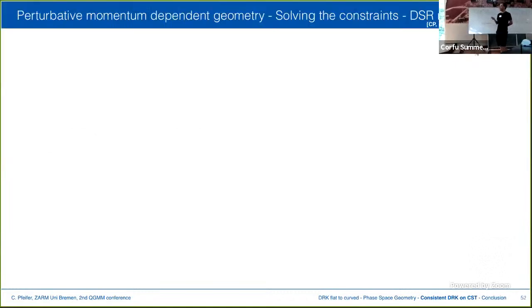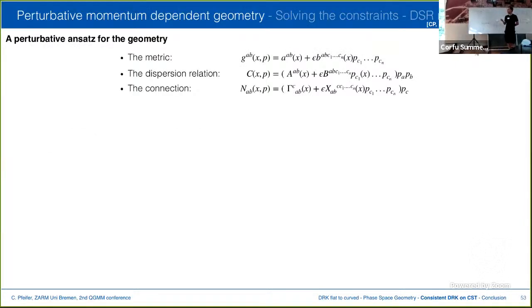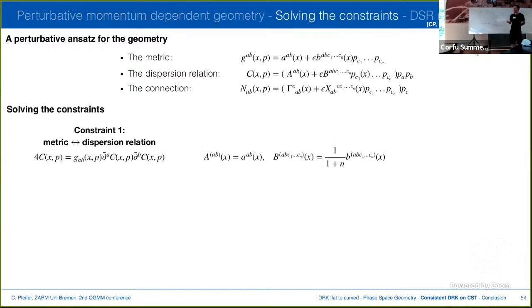So we looked at the position-dependent momentum space metric, which has a zeroth order that is not momentum dependent, and then some polynomial perturbation. In a moment, we will set n to 1. And this epsilon is just your perturbation parameter. In the context of quantum gravity, it would be 1 over the Planck energy or something like that. For the dispersion relation, again, we do a perturbative ansatz. And for this nonlinear connection, in zeroth order we just have the usual connection from general relativity plus some correction. Now, let's look at the constraints.